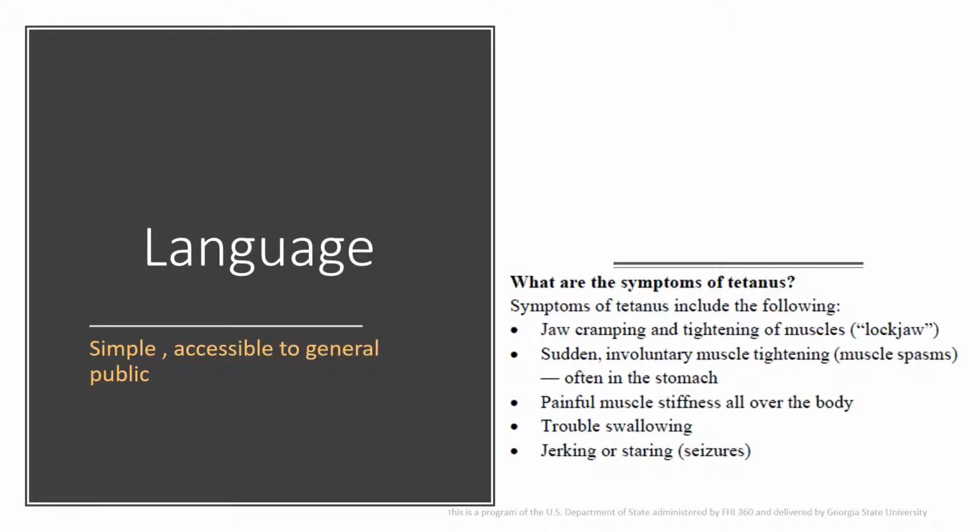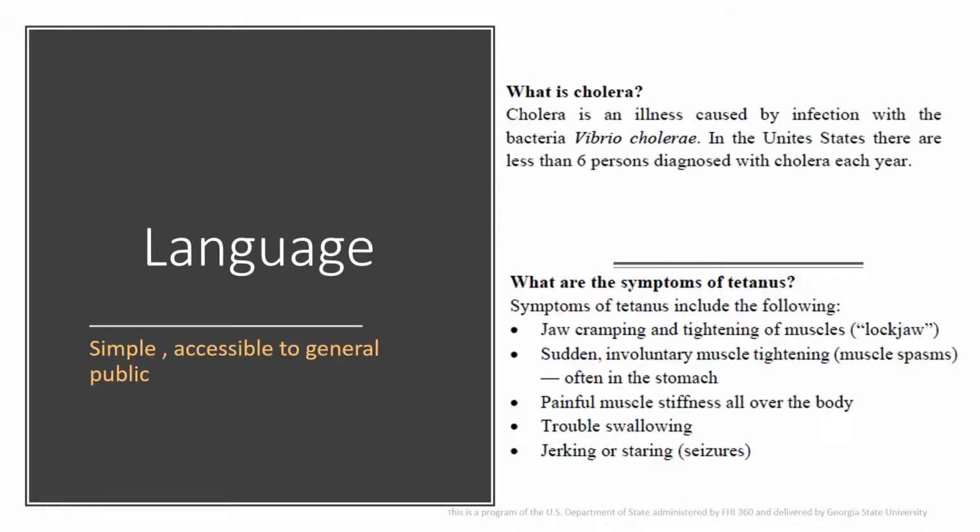What language should you use? As I said, it has to be simple and accessible to the general public. So you are not inventing anything. Usually what you have is a document that you read that is giving you the information you need, and all you have to do is take that information you need and write it in very simple sentences, easy to understand. We have one example here from the model, the fact sheet model that is provided to you on Canvas.